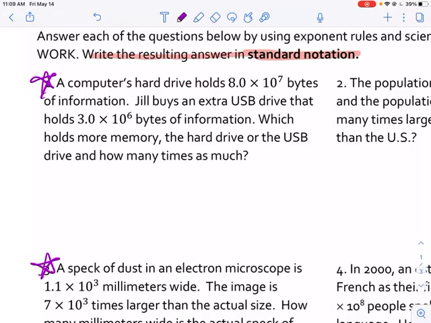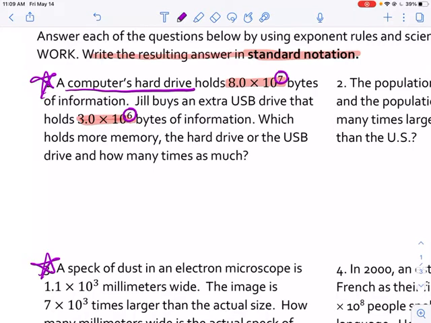So we're going to answer the first question, which holds more memory. Both of these are written in scientific notation. And when they're both written in scientific notation, that means that the numbers out front are close enough that they're not going to differ by more than a factor of 10. So we can just look at the exponents to compare. This exponent is 6 and this exponent is 7, so the computer's hard drive is bigger.